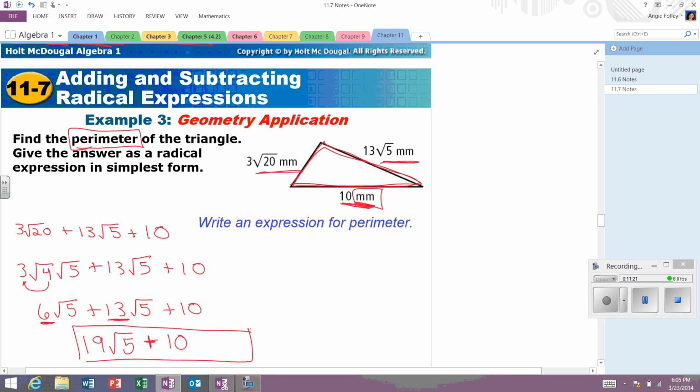And what you always need on your word problems is units, so millimeters in this case. So this is the most simplified perimeter of this triangle. So just to review, you cannot add radicals unless they are like radicals. That means they have the same thing under the radical sign. Sometimes you have to simplify them first to check if they are like radicals. And we'll do some more practice with it in class.